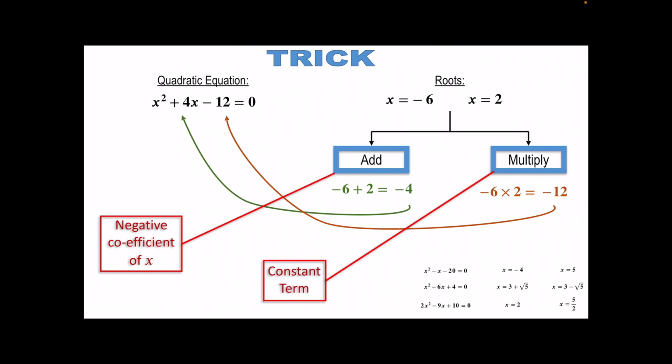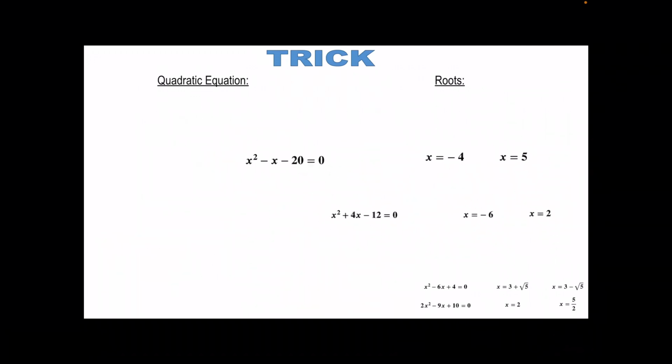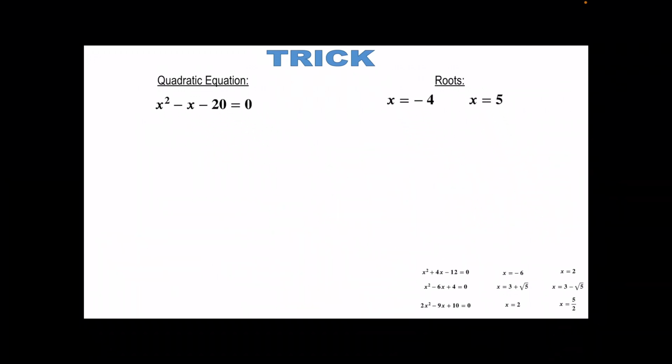Now you must be thinking that this can be a coincidence. So let us check another example. The equation is x squared minus x minus 20 equals to 0, and after solving this equation, you get the roots as -4 and +5.